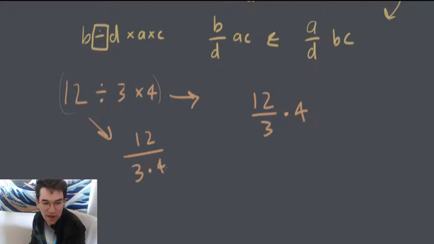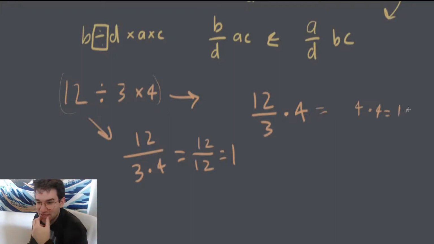If we multiply the 3 times the 4 first, we're having that same issue that we had before, where that equals 1. But if we're doing the 12 divided by the 3 first, then that gives us 4 times 4, which gives us the correct answer, 16. So this guy causes some ambiguity between both of these.